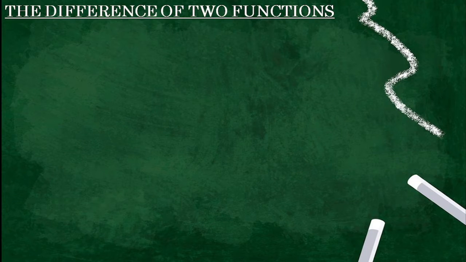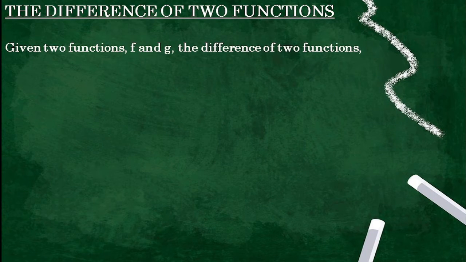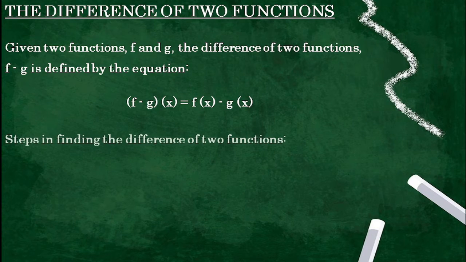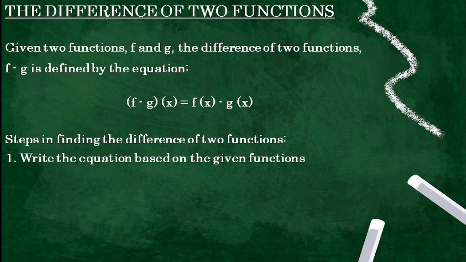Next operation we have is the difference of two functions. Given two functions, f and g, the difference of two functions, f minus g, is defined by the equation (f - g)(x) = f(x) - g(x). These are the steps that we have to remember in finding the difference of two functions.